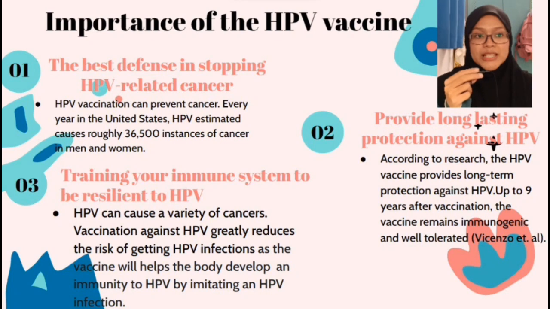But by controlling the infection that causes this cancer, HPV vaccination can avert 33,700 cancers. The second point is that it can train your immune system to be resilient to HPV. HPV can cause a variety of cancers, and screening tests can only detect cervical cancer in its early stage. Other cancers caused by HPV may not be diagnosed until they are more severe.